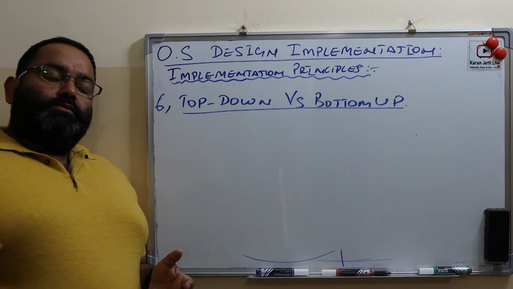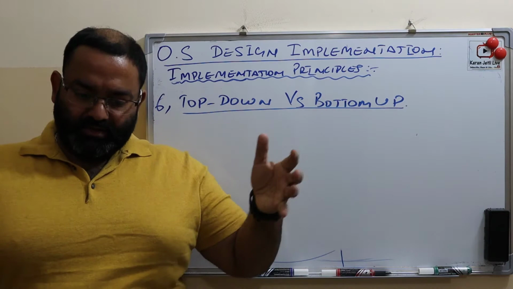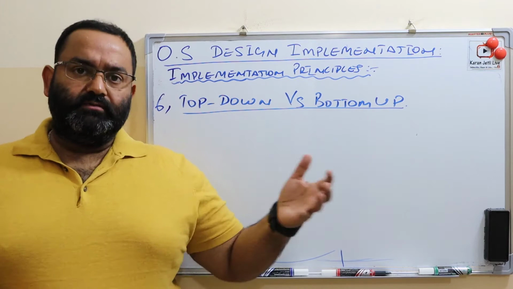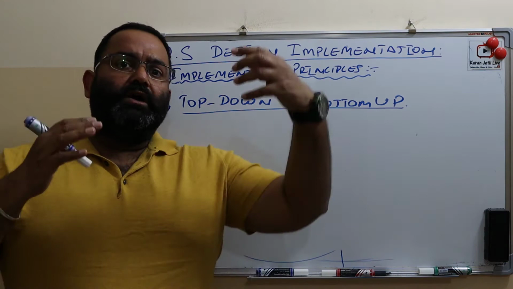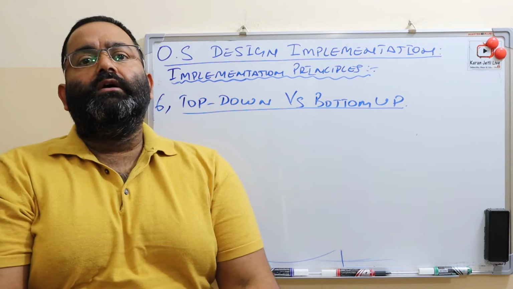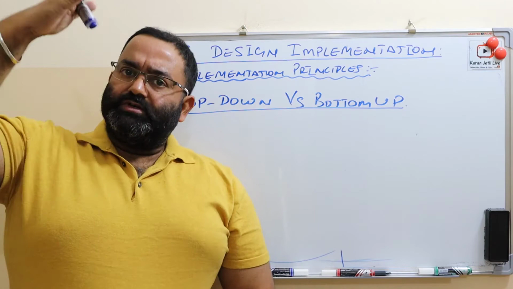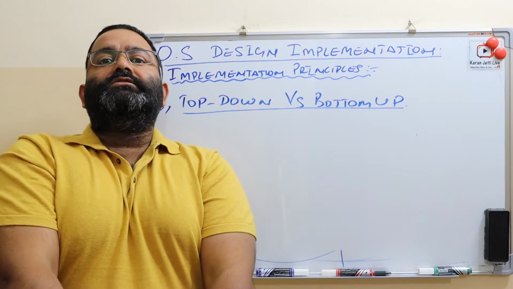So guys, the next implementation point we have already discussed in my previous lecture on operating system design interface, but quickly we will go through it again. That is how you are going to build the operating system, from top to down or bottom to up. The top-down approach says you start with the user interface and you keep on adding things to it until you reach the hardware. You start with the user interface, then you add more details to it and keep on going until you reach the lowest level. We call it the top-down approach.